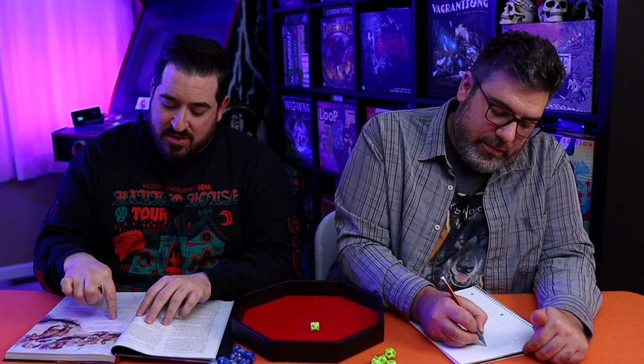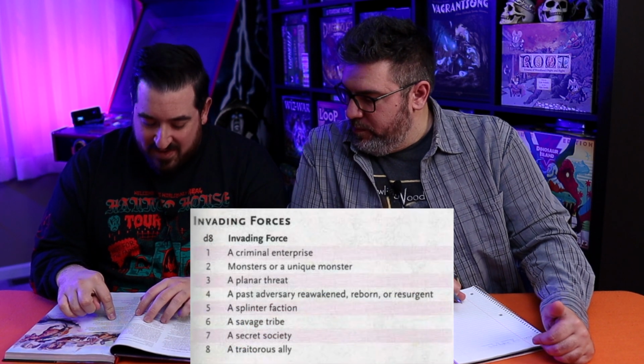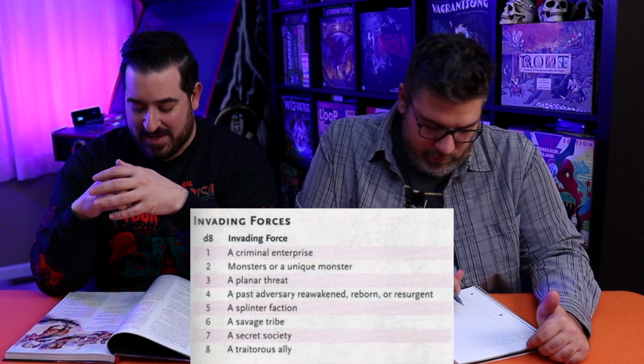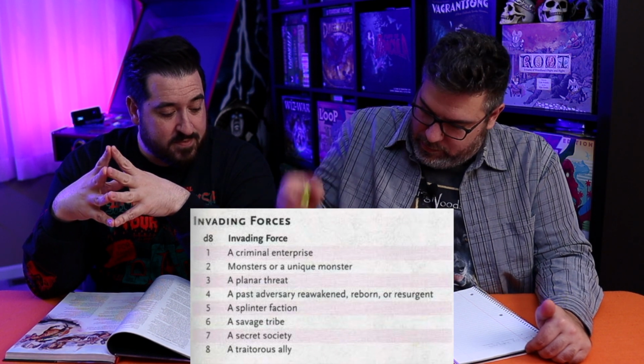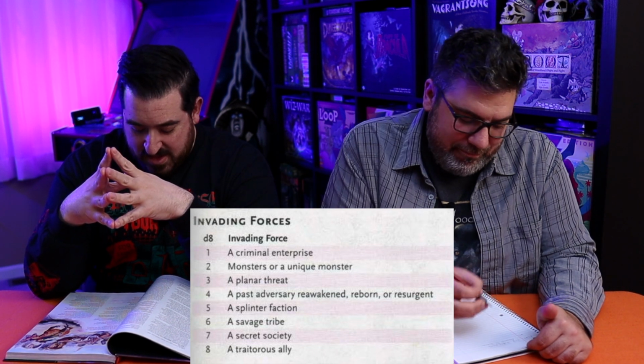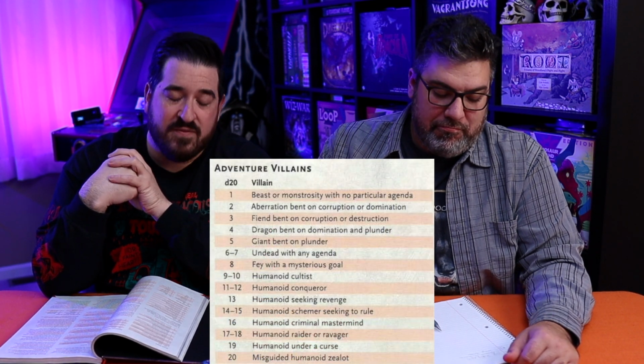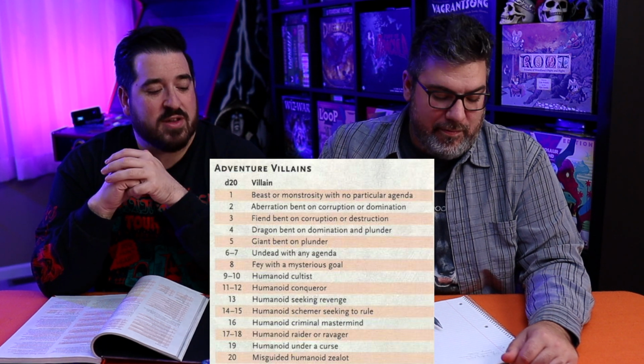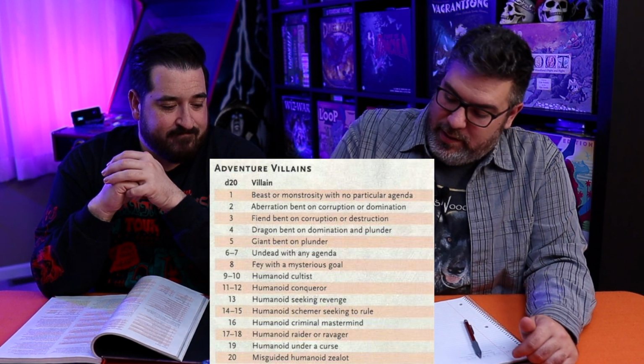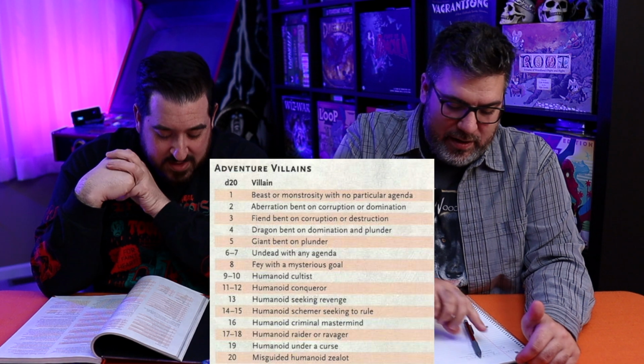So on the results for assault and invasions, we now have a D8 that we can roll on. 6. A savage tribe. Next up, we're going to be rolling on page 74, the Adventure Villains table. We need a D20 roll here, KMo. 11. All right. Humanoid Conqueror.